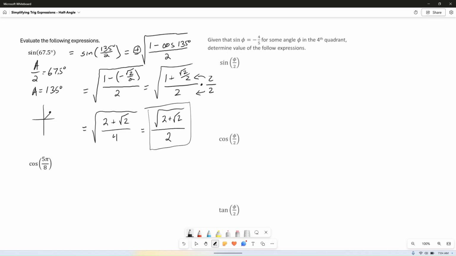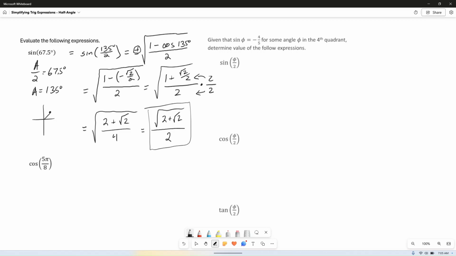All right, let's try another example. This time we're looking at the cosine of 5 pi over 8. Again, we could try to use the sum or difference identity. Unfortunately, we can't find two numbers that add or subtract to 5 pi over 8 that are also reducible to unit circle values.